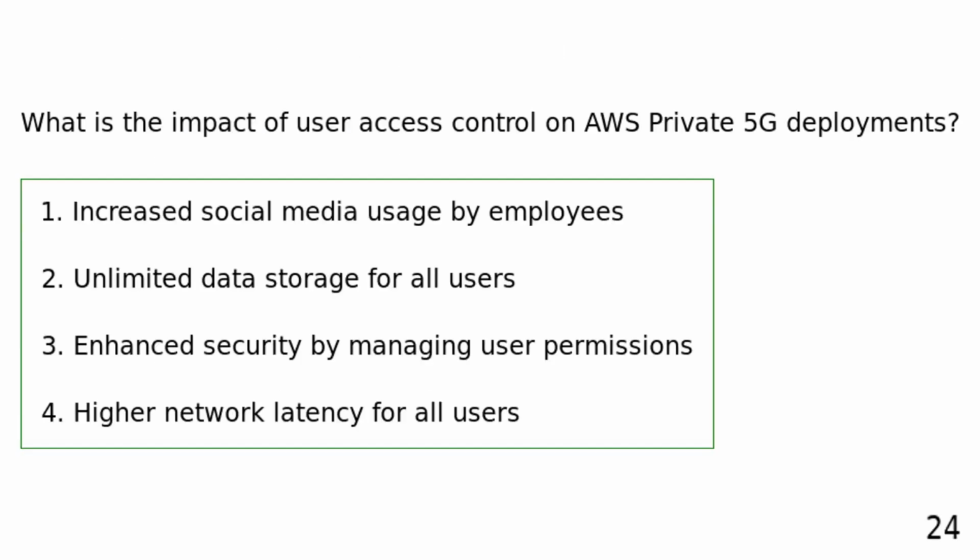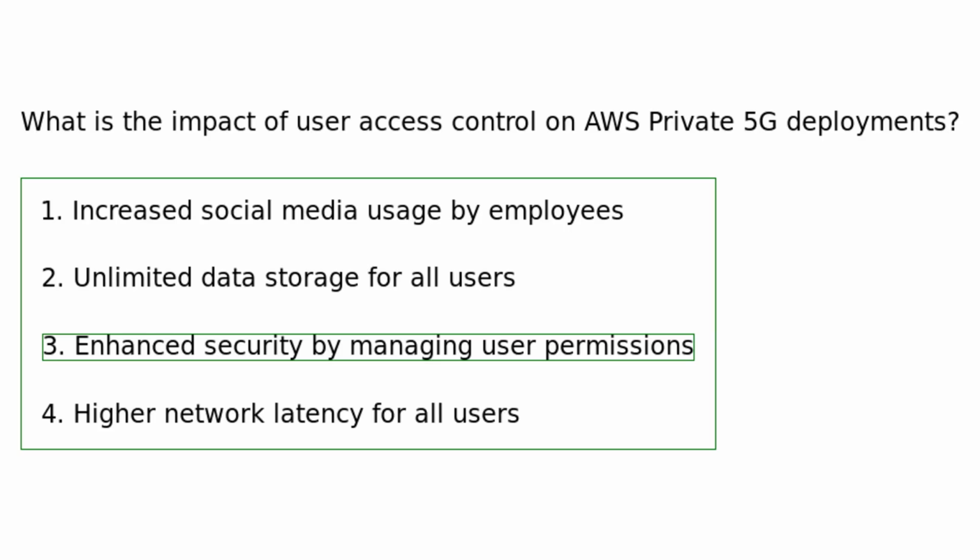What is the impact of user access control on AWS Private 5G deployments? Increased social media usage by employees. Unlimited data storage for all users. Enhanced security by managing user permissions. Higher network latency for all users. User access control in AWS Private 5G deployments enhances security by managing user permissions, ensuring that only authorized users have access to specific network resources and data.